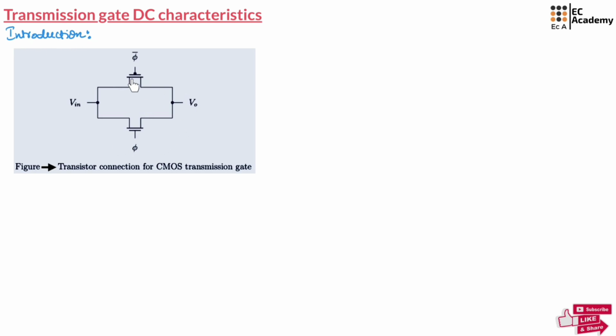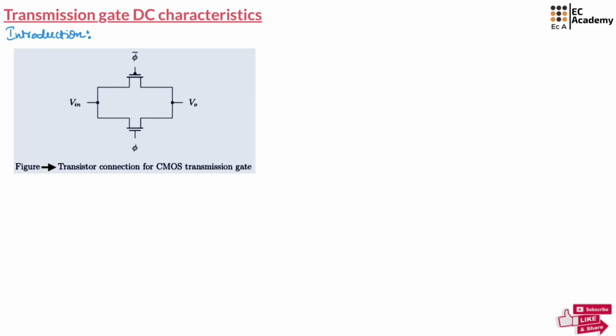This figure shows the transistor connection for CMOS transmission gate. Here, this is PMOS and this is NMOS. These two are connected as shown in this figure with input Vin and output V0 and two control signals phi and phi bar. So a transmission gate is a complementary switch that combines both NMOS and PMOS transistors that are connected in parallel. This design improves the signal transmission.